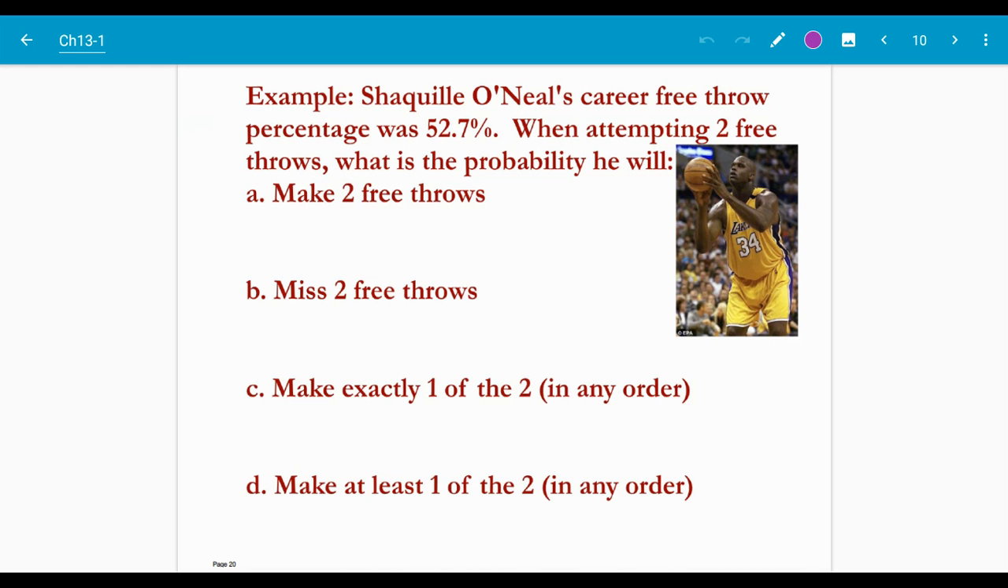Shaquille O'Neal was a really good basketball player, but not a very good free throw shooter. He has one of the worst career free throw percentages of anyone. I'm not a big basketball person, but I know that his career free throw percentage of 52.7 was not that good. If you're talking about a good free throw percentage, somebody correct me if I'm wrong here, but I'm pretty sure it's in the 80s, or if not close to 90% of the free throws that you make, if you're a really good free throw shooter.